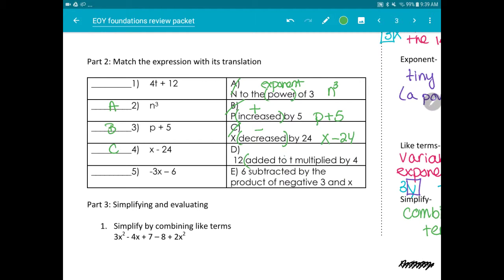Okay, 12 added to T multiplied by 4. So we're looking for addition and multiplication there. So let's look at number 1. It does match there, but I don't see multiplication. Remember that when we have a letter and a number touching like that, it means multiplication. There's like invisible parentheses or an invisible dot. Okay, 6 subtracted by the product. Product again means multiplication. So it's the product of negative 3 and x. And that is choice 5.